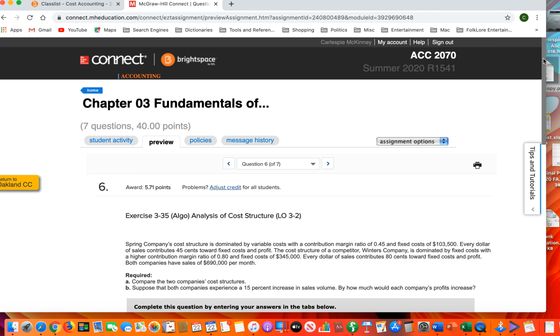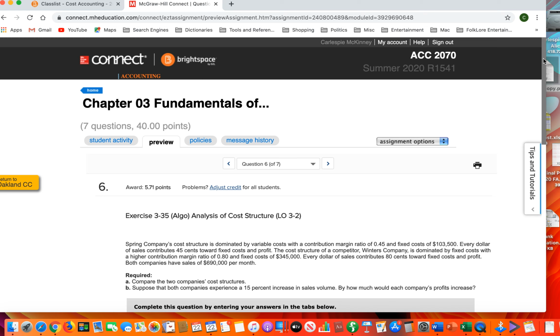So now we have sales at 690,000. Variable cost is 379,500. Subtract that from the sales, and you get a contribution margin of 310,500. And you subtract the fixed cost of 103,500, and you get an operating income of $207,000. That's for spring.